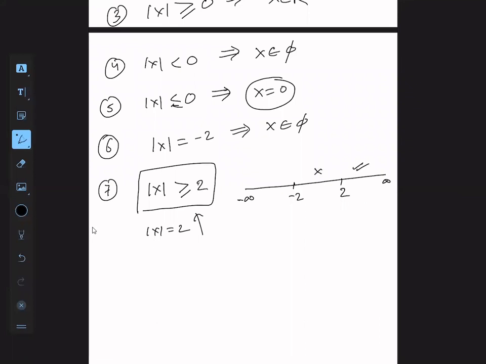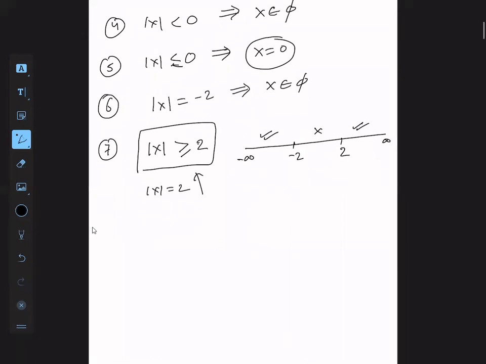So if you put any value between minus infinity and minus 2, let's say x is equal to minus 5, then what is the modulus of minus 5? It is equal to 5. So 5 is greater than or equal to 2, true.